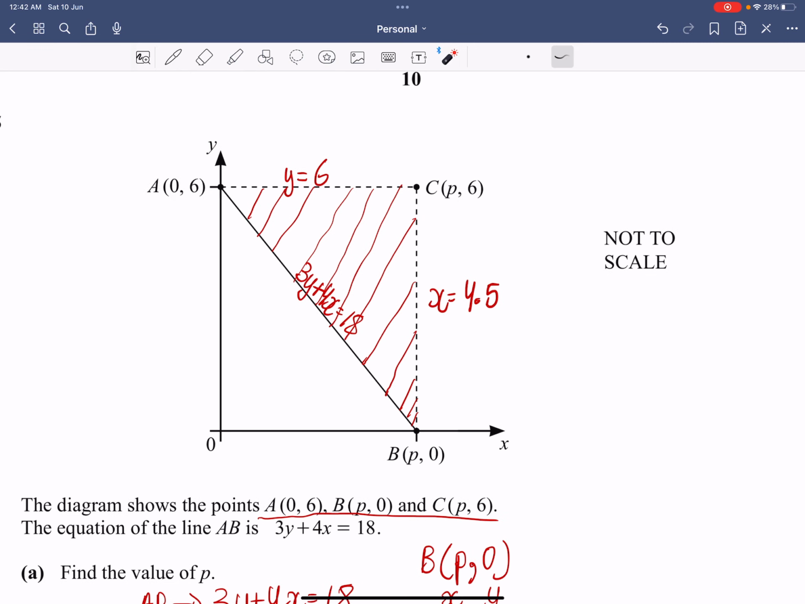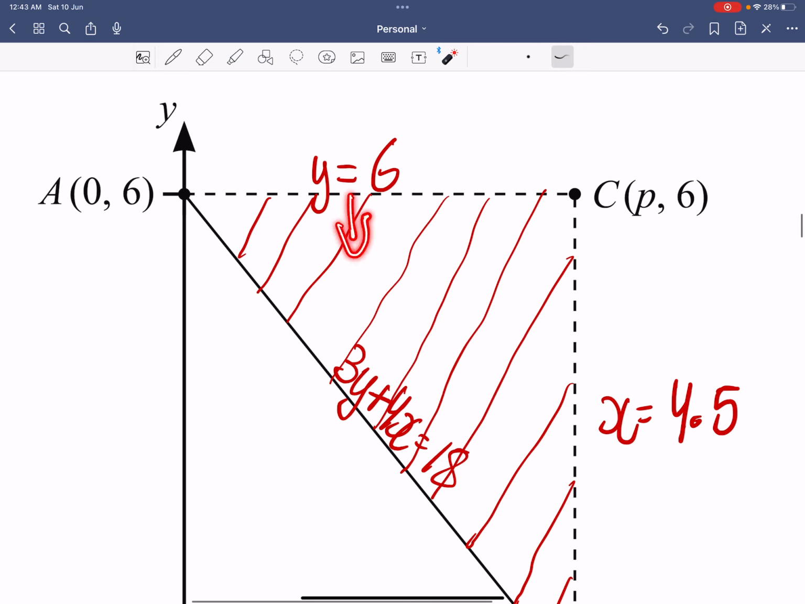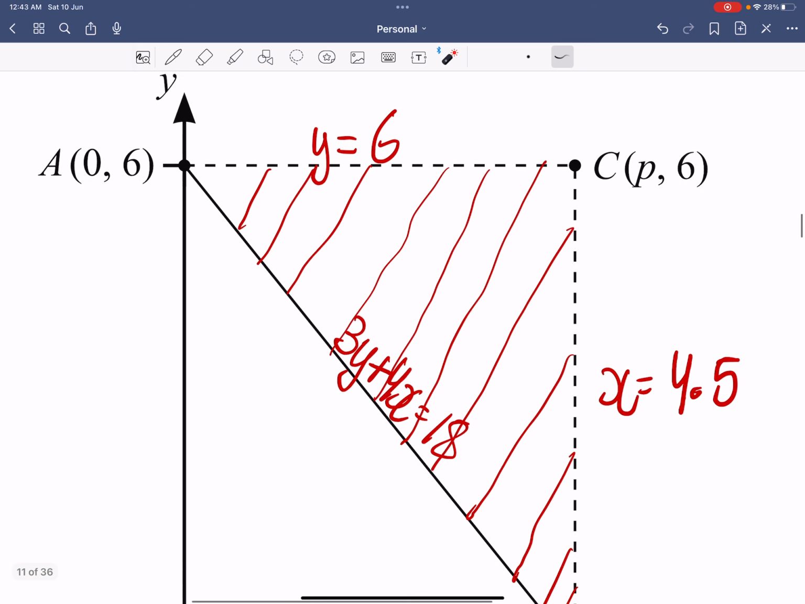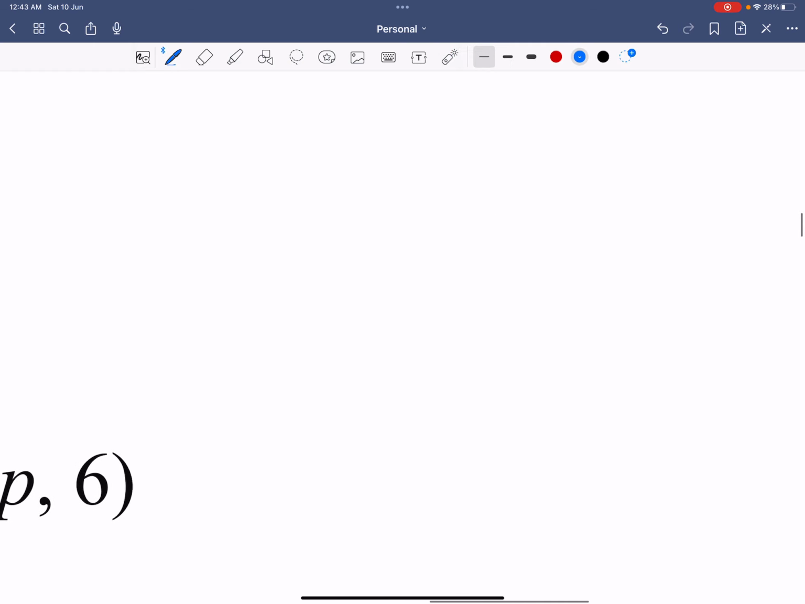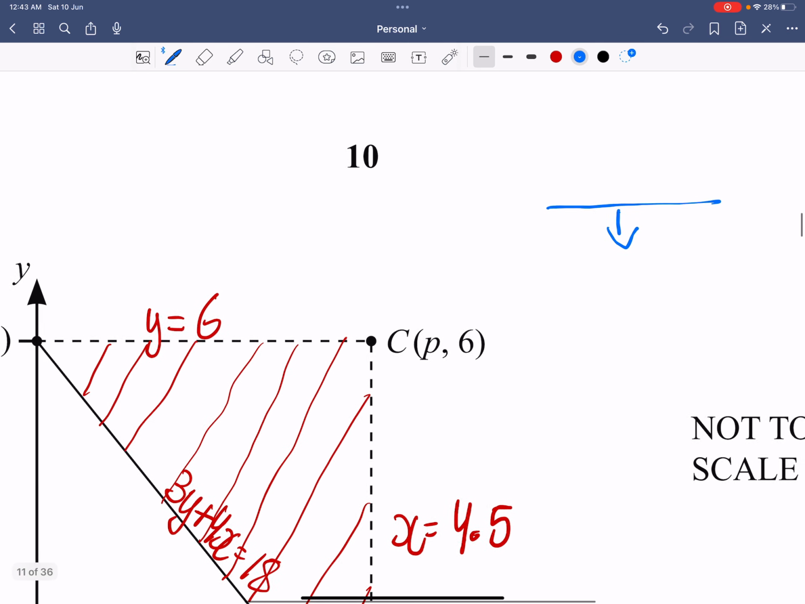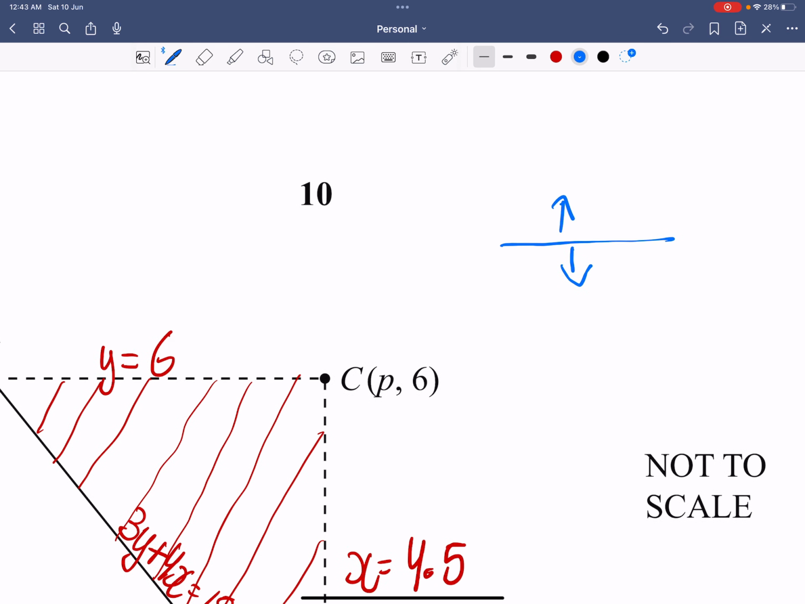Now how will you define this region? Okay, I've made one mistake here, and we'll look at it. So this region will be y is lesser than 6, x is lesser than 5, and 3y plus 4x is greater than or equal to 18. So let's revise something. Whenever you need to go above, it will be greater than, and whenever you need to go below, it will be less than. And whenever you need to go to the right side, it will be greater than, and whenever to the left side, it will be less than.